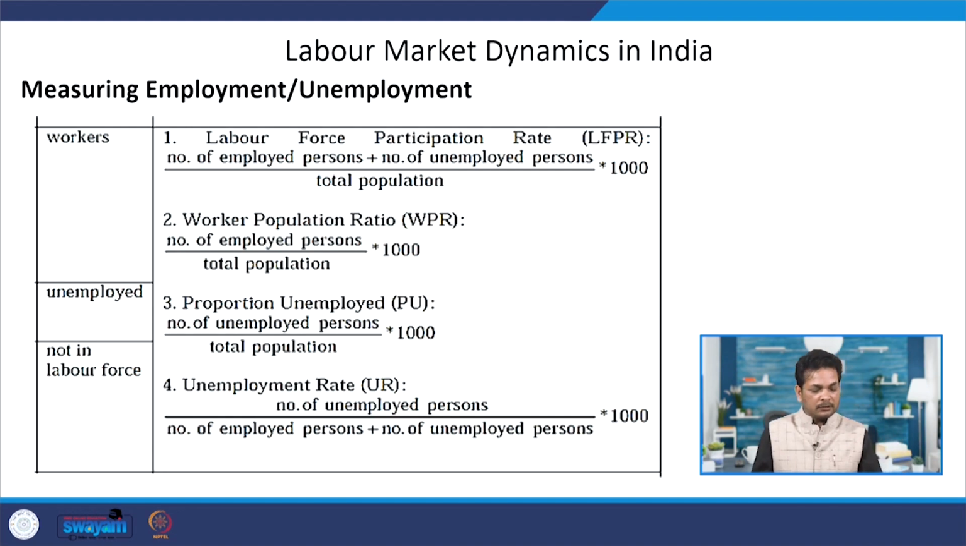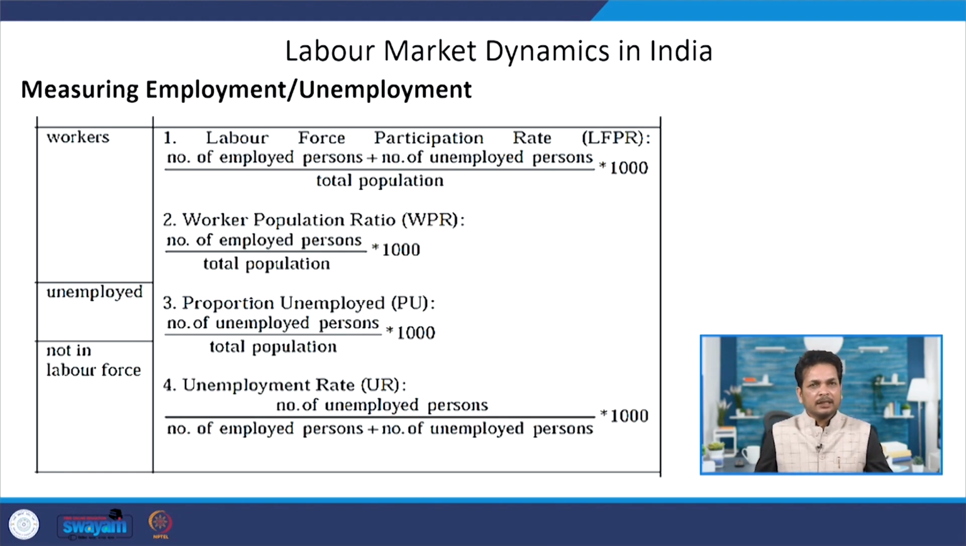Similarly, the worker population ratio takes into consideration the number of workers, the number of employed persons, divided by the total population multiplied by 1000. Then the proportion of unemployed is the number of unemployed persons divided by the total population multiplied by 1000. And when it comes to the unemployment rate, it is the total number of unemployed persons divided by the labor force, meaning the number of employed persons plus the number of unemployed persons, multiplied by 1000. So, we have three categories: workers, meaning those who are employed, unemployed, and not in the labor force. We take into consideration how we can estimate the workforce participation rate, labor force participation rate and unemployment rate.